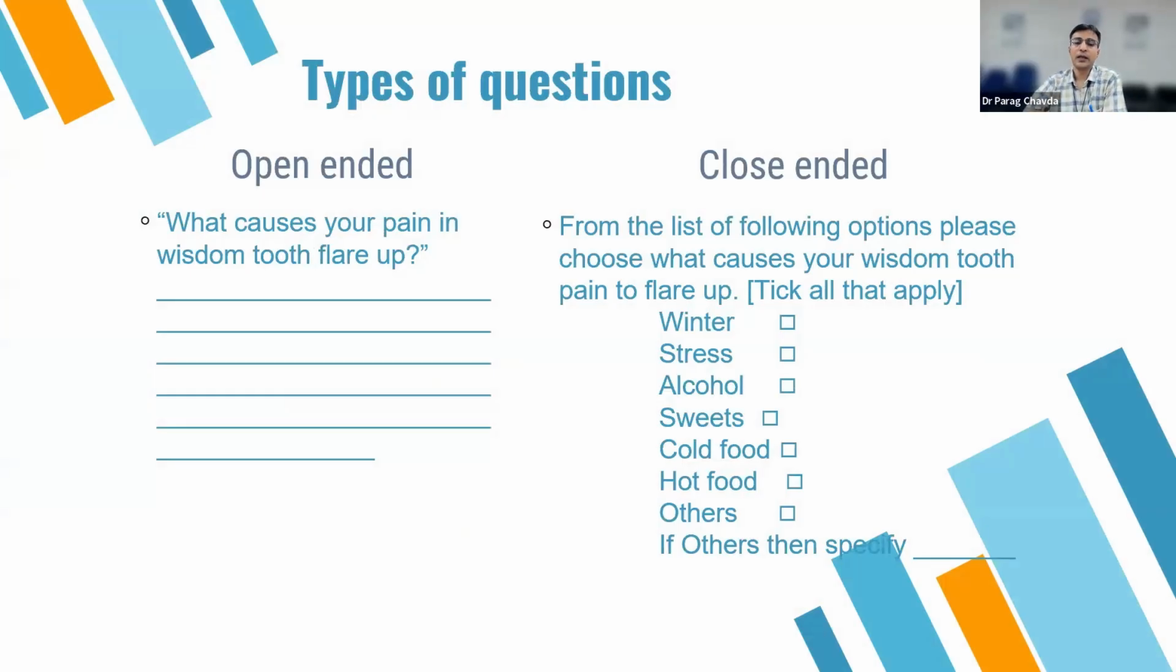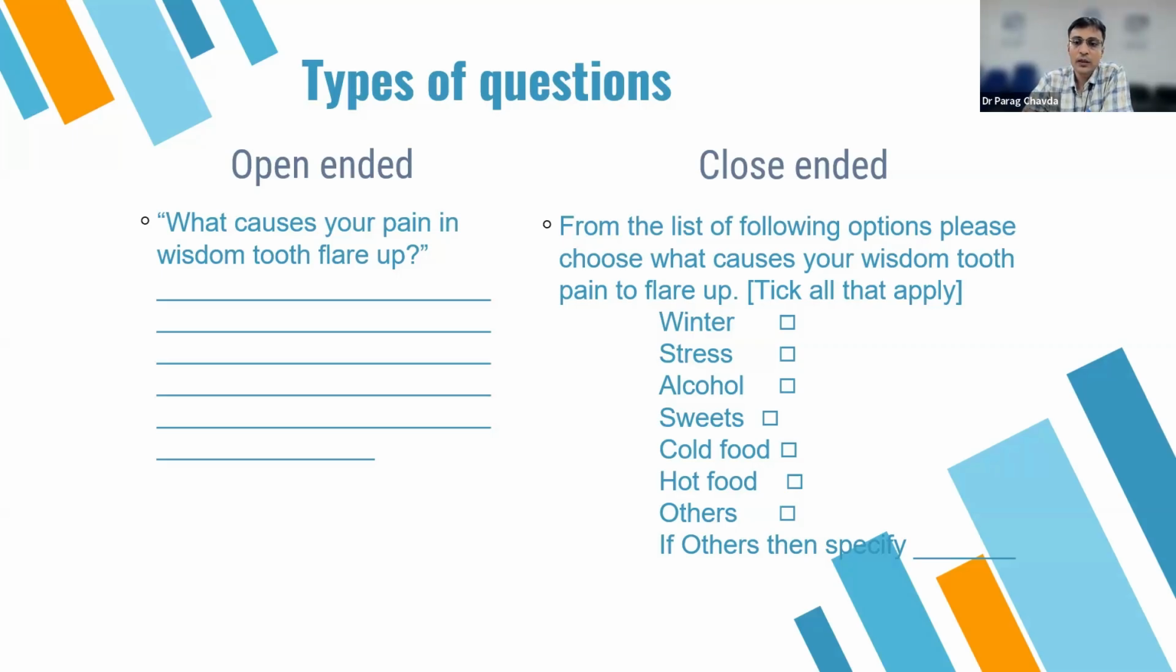Now, when you are setting up the questions in your data collection form, the questions primarily can be of two types. One is an open-ended question, which is, what causes your pain and wisdom tooth flare up, and then there are one or two blank lines given where the participant can write anything that they feel is the cause for the flare up. Or it could be converted into a close-ended question where the question reads, from the list of following options, choose what causes your wisdom pain to flare up. And then the participant is given multiple choices, also the last option others, right? And the participant is allowed to take more than one option as well.